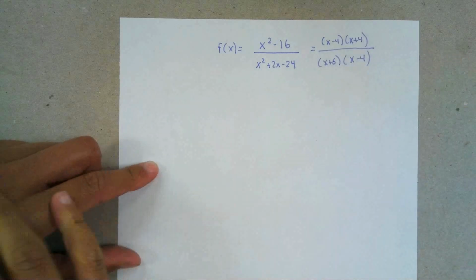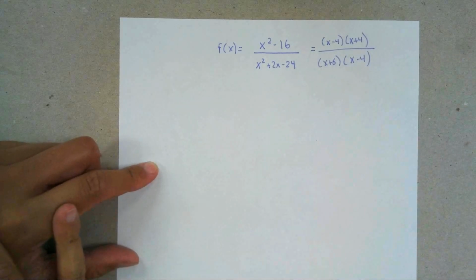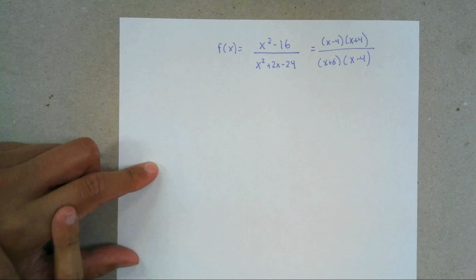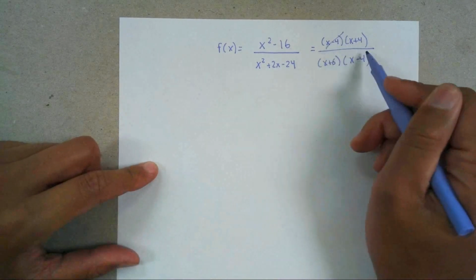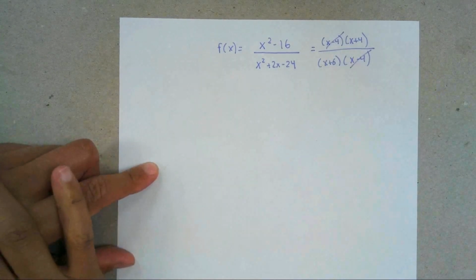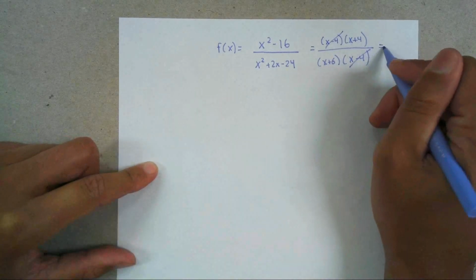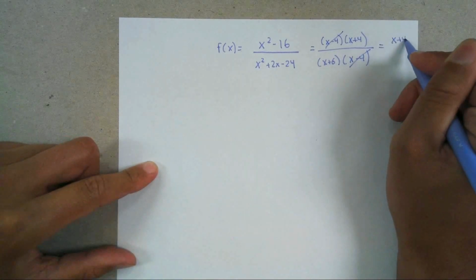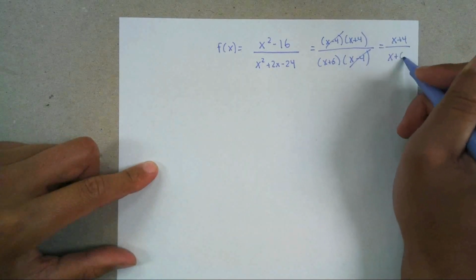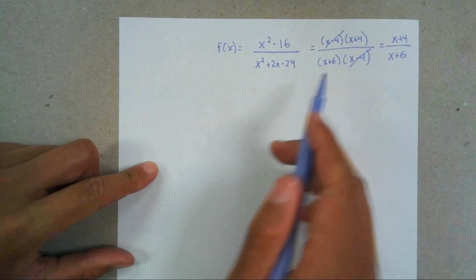Now you'll notice something. Hopefully you'll notice that they both have an x minus 4 on top and bottom. What that means is there's going to be a hole. So you're going to cross those out, and your new equation is going to be x plus 4 over x plus 6. So everything we do from here on out is going to be with that new equation.